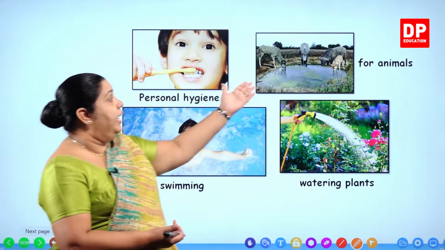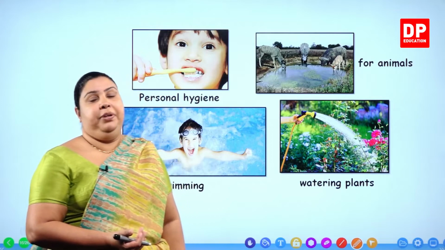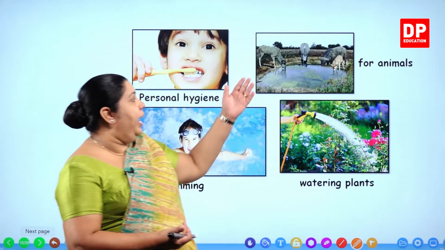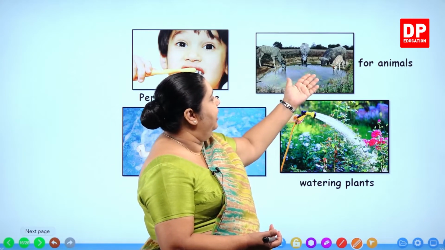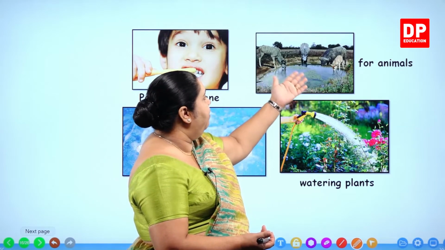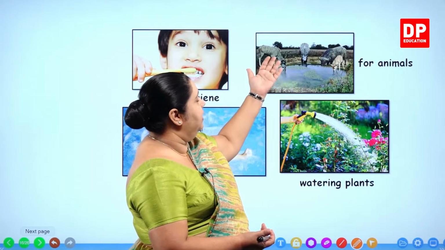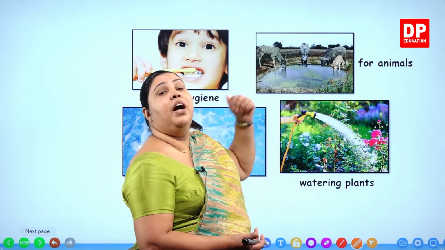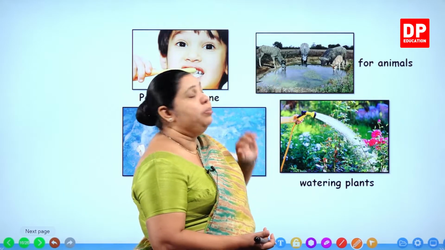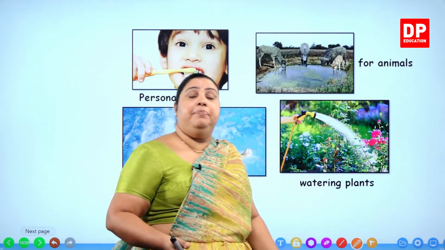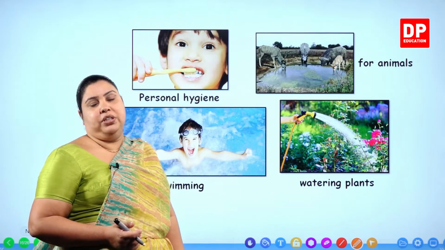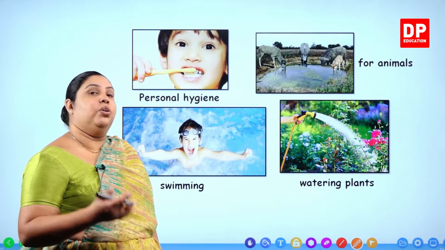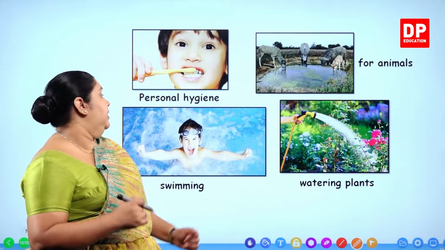Then for animals. For animals to drink water. Now can you see? We have a deer, then a buffalo, lots of animals, a zebra. They all have come to drink water. Elephants, leopards, lions, tigers, birds, everybody needs water. Not only the humans, not only people, but the animals as well.